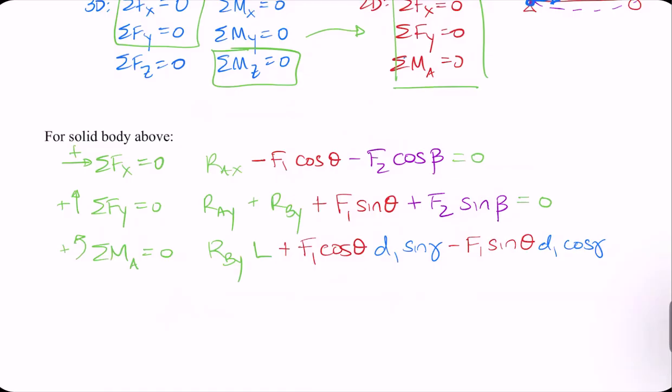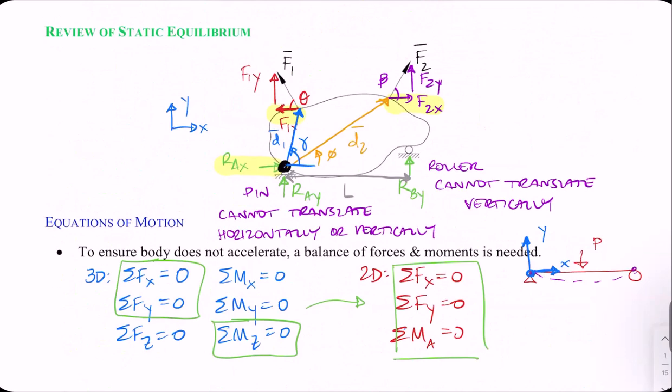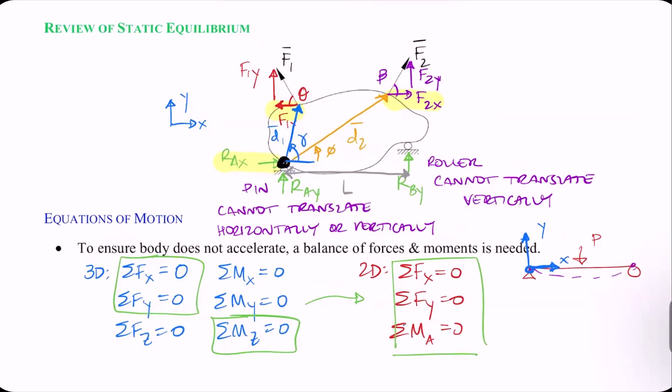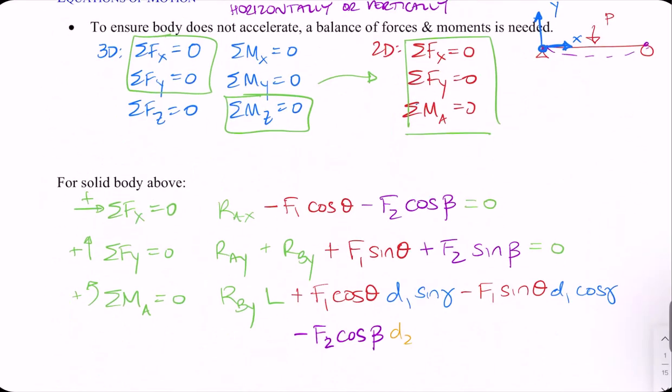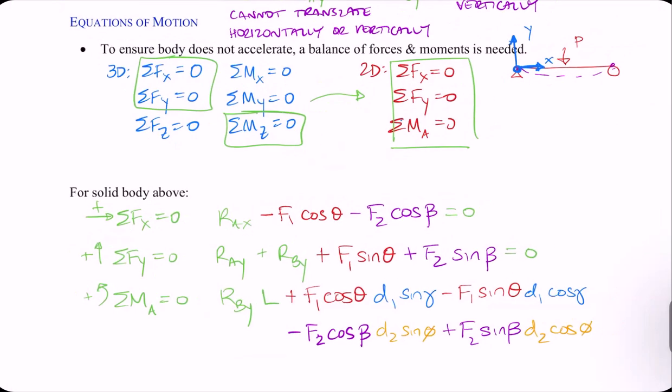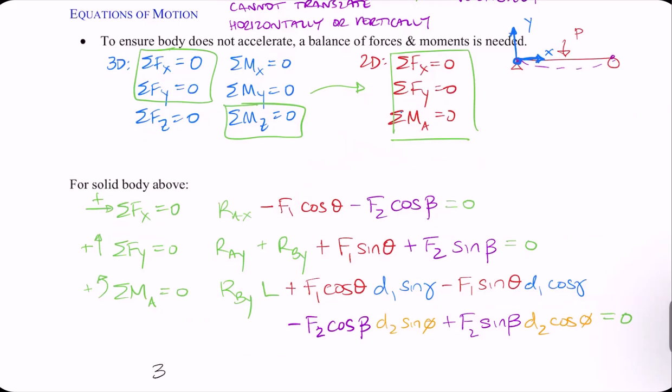So I'm going to do minus my F2 cos beta, that was my x component. And that one I need the vertical, so D2 sine phi plus F2 sine beta D2 cos phi. All of that should add up to 0. So again, I have three equations. I have three unknowns. I can solve for them using the system of equations.